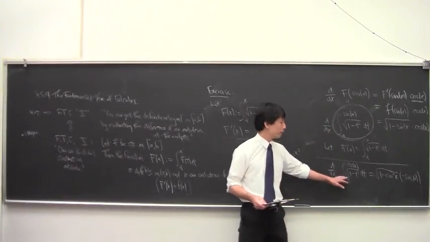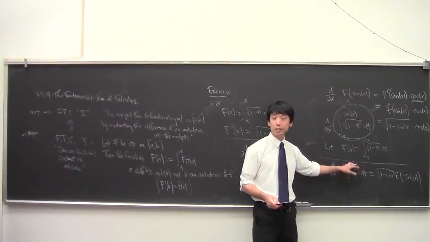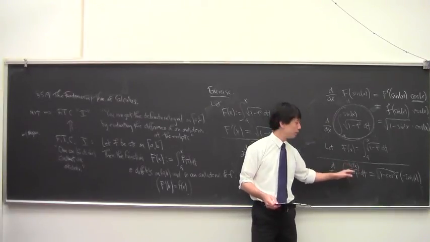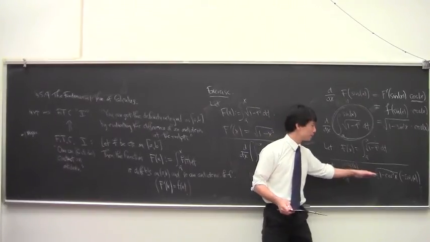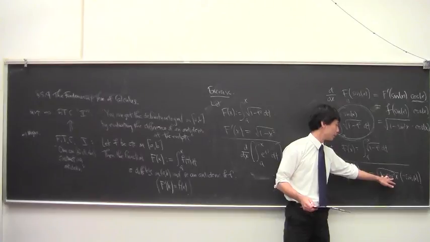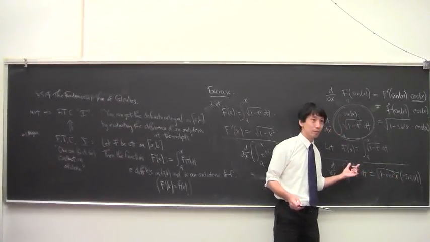Again, you've got a composition of this area guy with the cosine function. So you take the derivative of the area guy, that's just the integrand evaluated at cosine x. So you get the integrand evaluated at cosine x times the derivative of cosine.